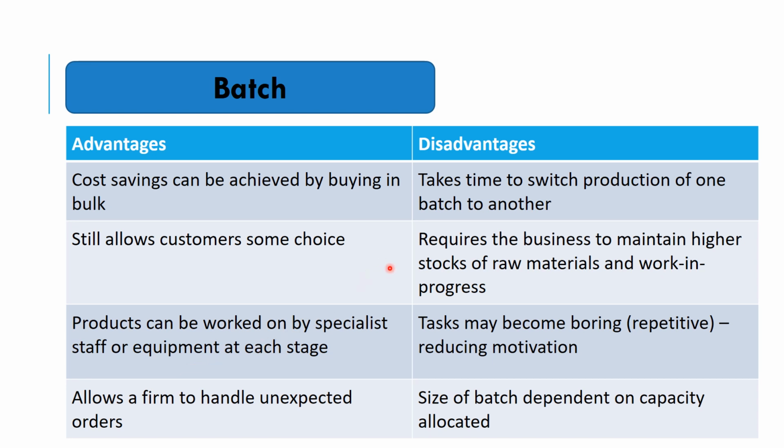Some disadvantages though, you do need to require some stocks of raw materials to make sure you can process each batch. It may take time to switch production from one batch to another batch as well. Once you've got down some of the disadvantages and the advantages, let's move on to the next one.